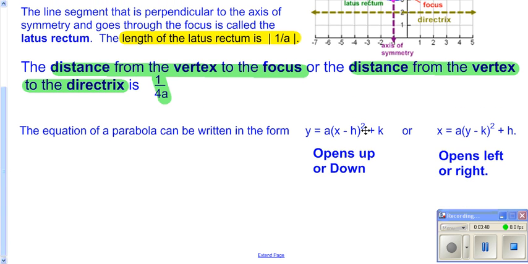Also, this is your vertex form of your parabola. If a is positive, it opens up in the positive direction. If a is negative, it opens down in the negative direction. Parabolas can also open sideways, and that would be this equation here. H and K is still your vertex, just like it is over here. If a is positive, it opens in the positive direction of the x's, which is to the right. If a is negative, it opens in the negative direction of the x's, which is to the left. So here, this is if you're opening up or down. This one's if you're opening right or left.